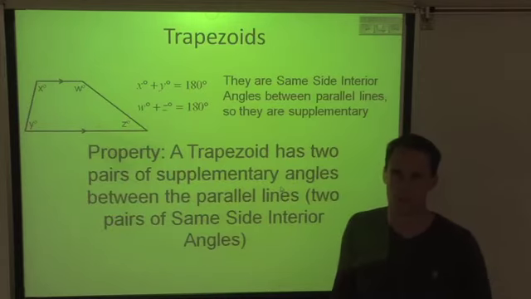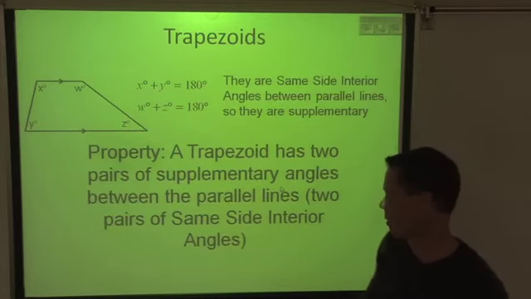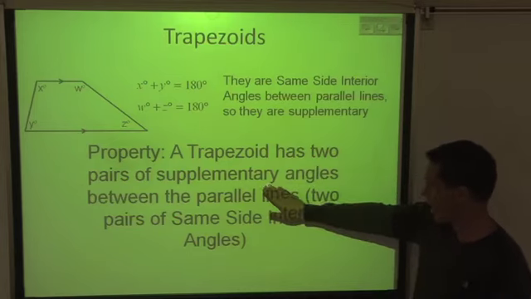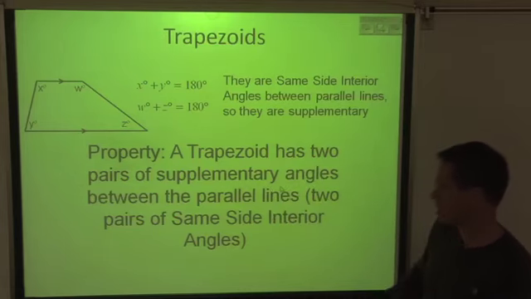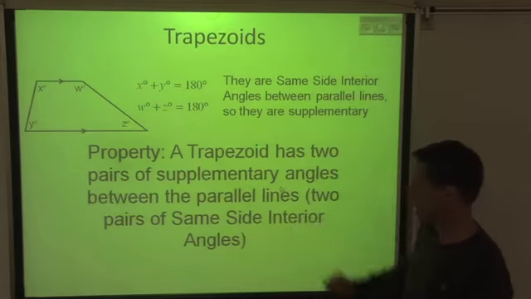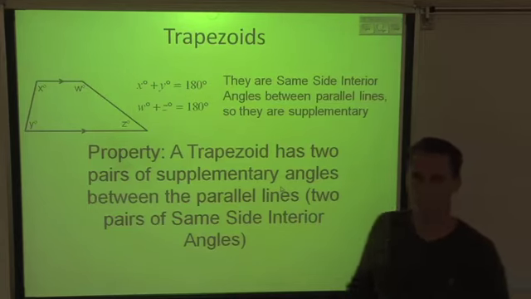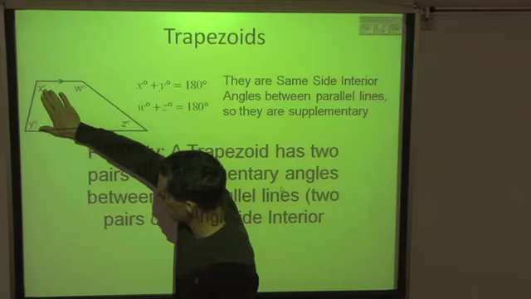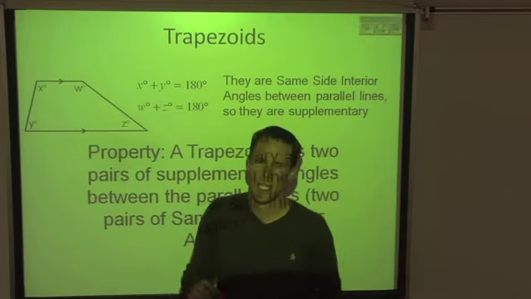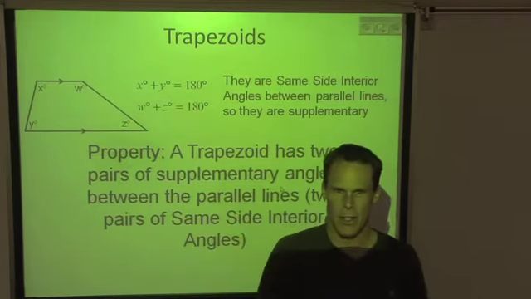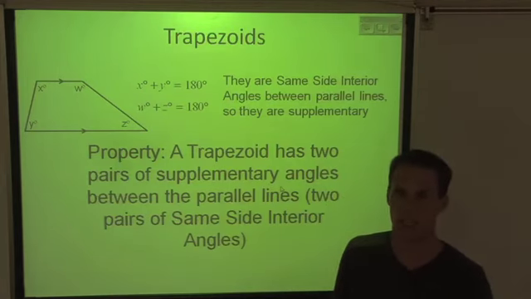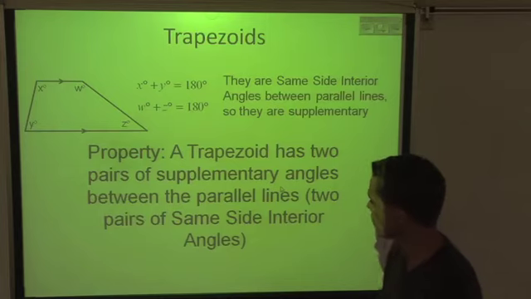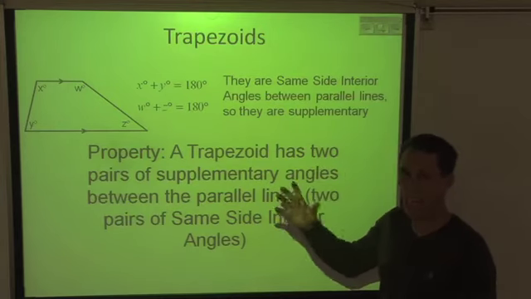So this property for trapezoids is important for us to remember. It has two pairs of supplementary angles between the parallel lines. We have to look between the parallel lines and see X and Y, W and Z as pairs of supplementary angles. And we can use this to find missing angles within a trapezoid. Okay, so that's it for trapezoid.